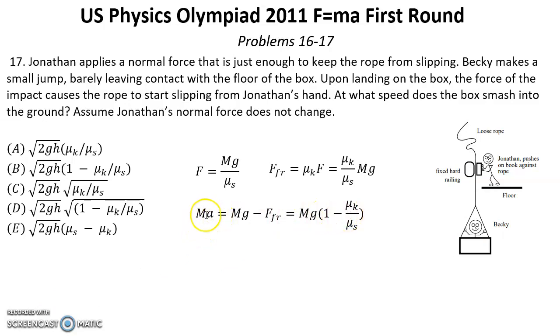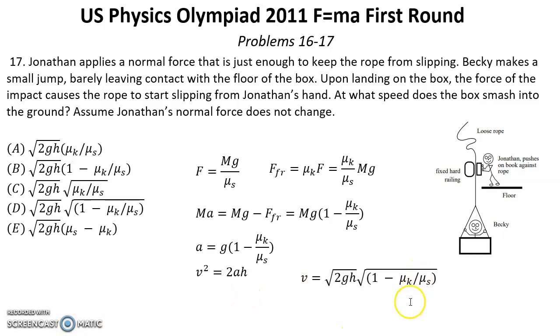This is the equation. ma equals mg minus the force of friction, which is this one. And from here we can find the acceleration for this motion, and that will be this expression. Now we know the acceleration and the total height. From this data we can find the final speed. Final speed squared equals 2ah, and the final answer will be this one. So we see that the correct answer now is D.